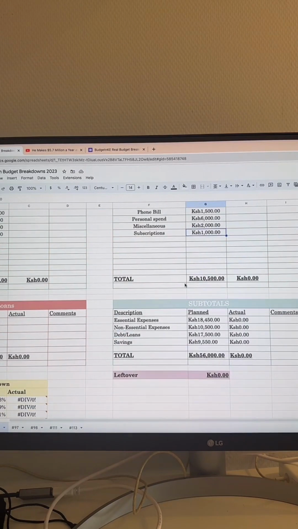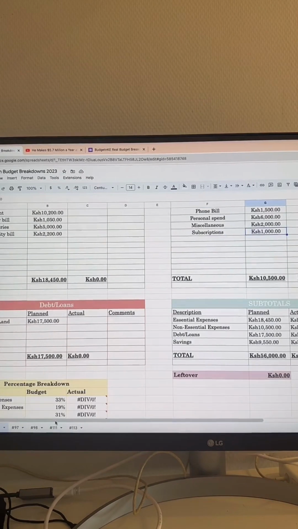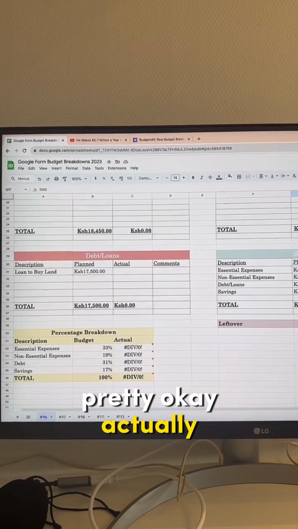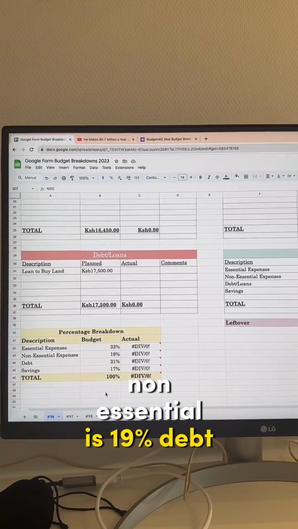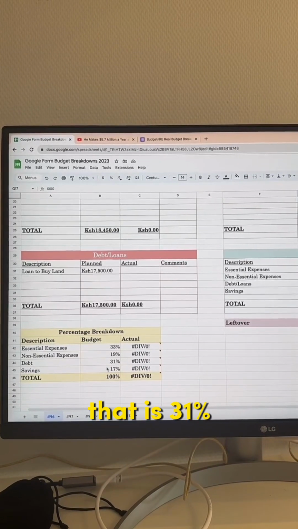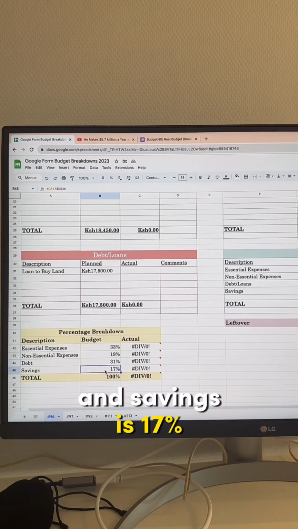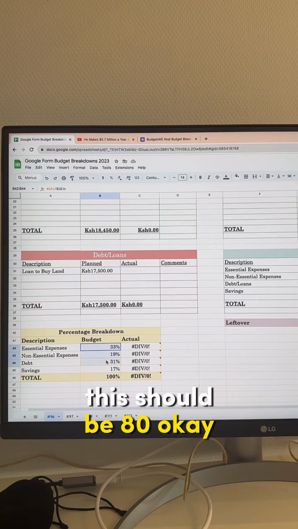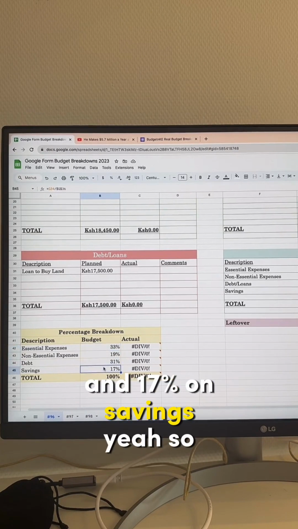So their percentage breakdown, let's see. Their percentage breakdown is pretty okay, actually. Essential is 33%. Non-essential is 19%. Debt is 31%. Okay, that's pretty high. And savings is 17%. So let's see, this should be 80. Okay, so 82 on expenses and debt and 17% on savings.